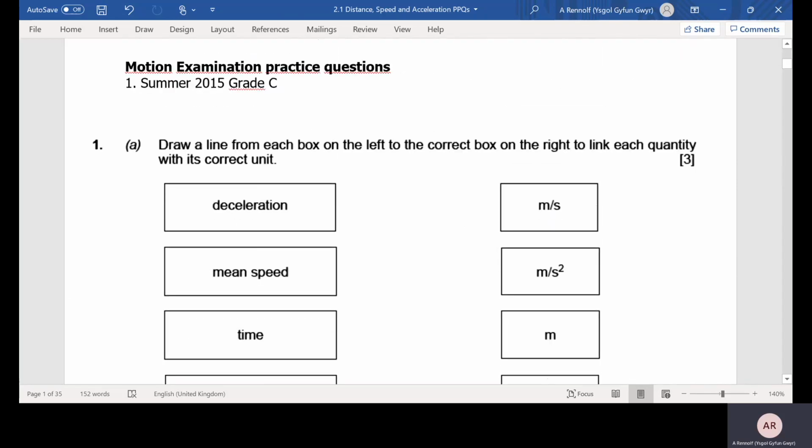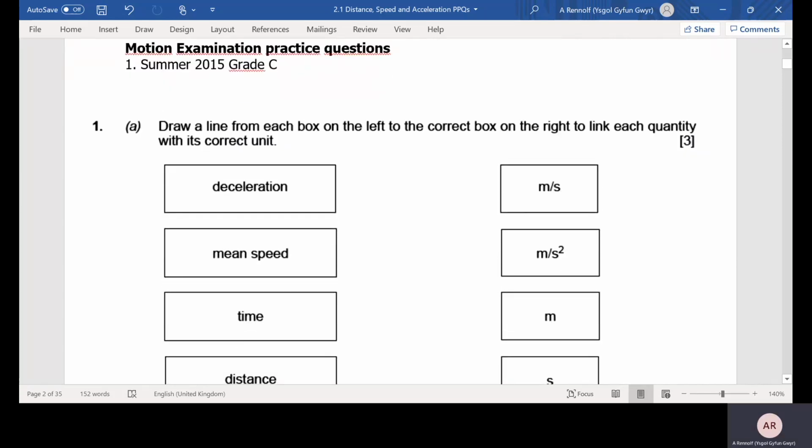So question 1 then. This first set of questions is dealing with motion questions, so just general questions from this unit. Pause the video here, have a go at the question, and when you're ready, press play, and we'll go through the answer.